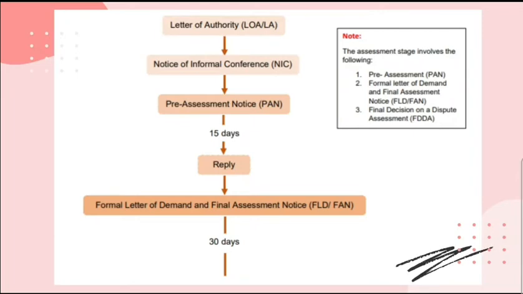However, if his reply to the PAN does not contain any merit, within 15 days, a formal letter of demand or FLD and final assessment notice or FAN will be issued to him, which will serve as a final statement or notice that he is obligated to pay the deficiency tax due. His options are to pay the tax due or protest the assessment, which will be discussed in detail on the taxpayer side of remedies. If by any chance he does not pay or protest the assessment within 30 days upon release thereof, the assessment will become final, executory, and demandable, which will then result in the government proceeding to collection.